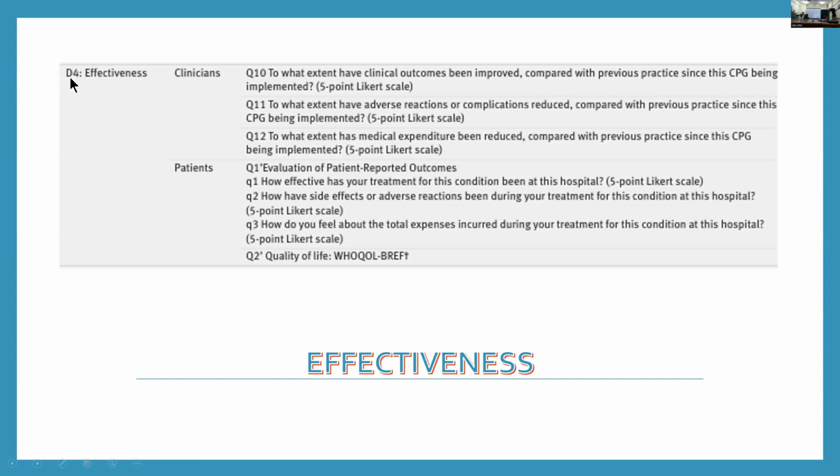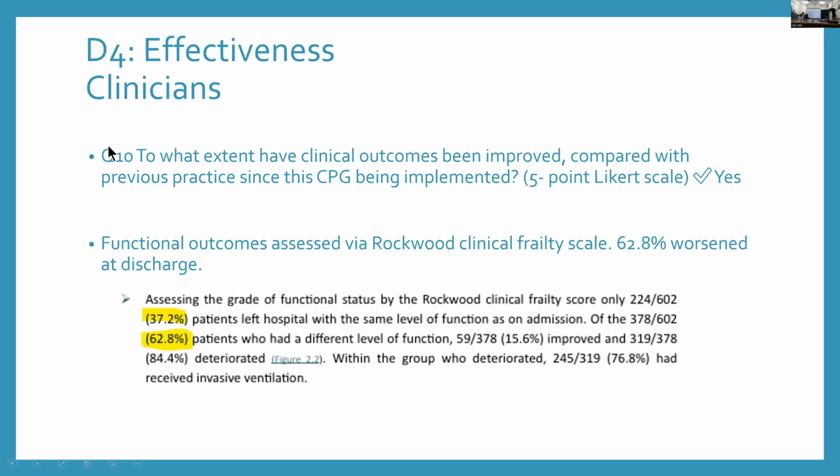The next dimension, the fourth dimension, is on effectiveness. It is divided into clinicians and the patient's perspective. We look at effectiveness. So for clinicians, question number 10 is, to what extent have clinical outcomes improved compared to the previous point? This has to be reported on a 5-point Likert scale. They have looked at the functional outcomes via the Rockwood Clinical Frailty Scale. So they have said that 62% worsened at discharge. This is how it is provided in the document.